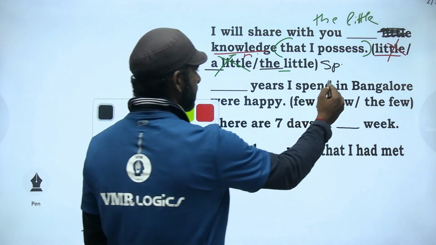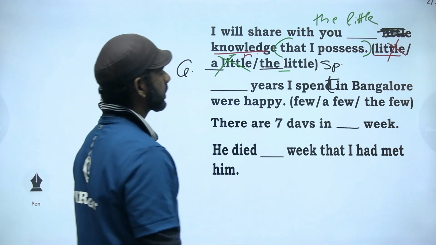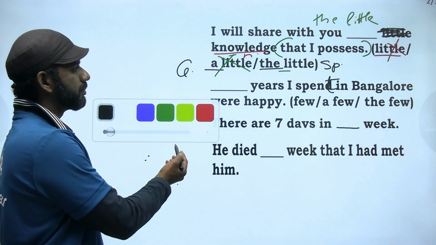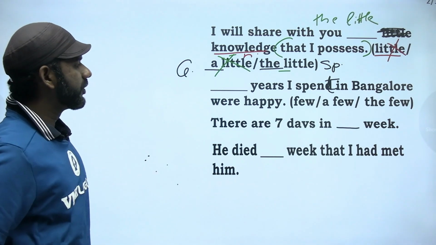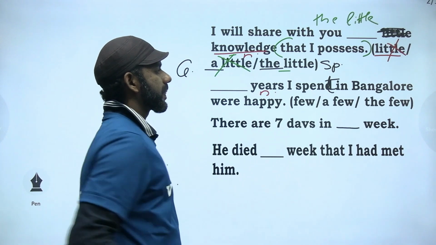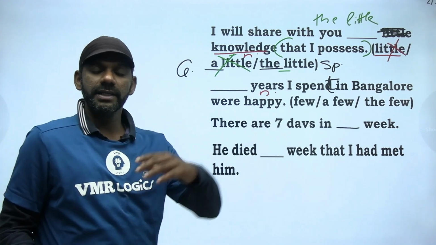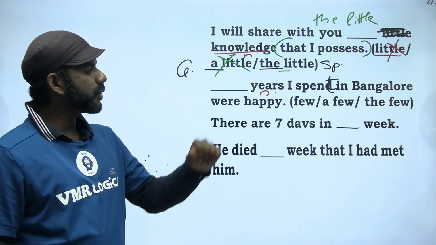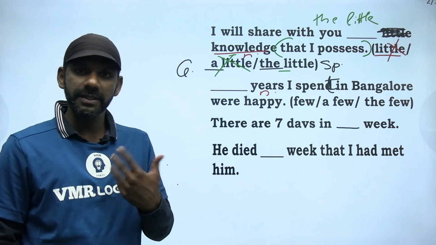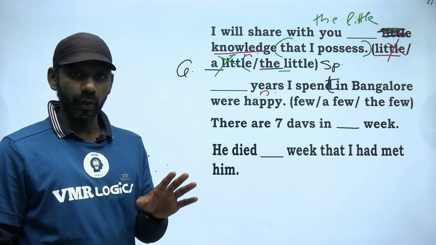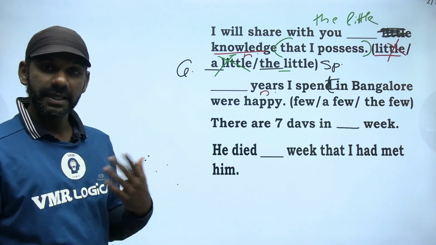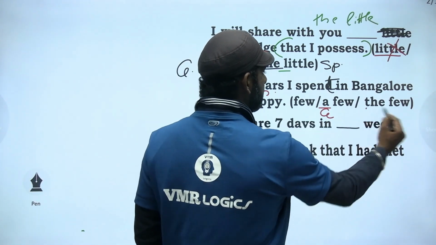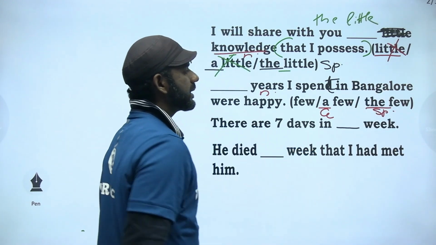The next one. Dash years I spent in Bangalore were happy. The word years is a noun and it's a countable noun. 1 year, 2 years, 3 years, 4 years. Few, a few and the few are used with countable nouns, right? Few means no, negative. A few means some. A few is general because of the article a. The few is specific because of the article the.